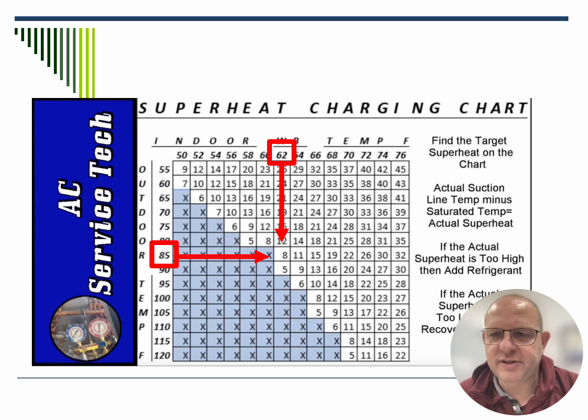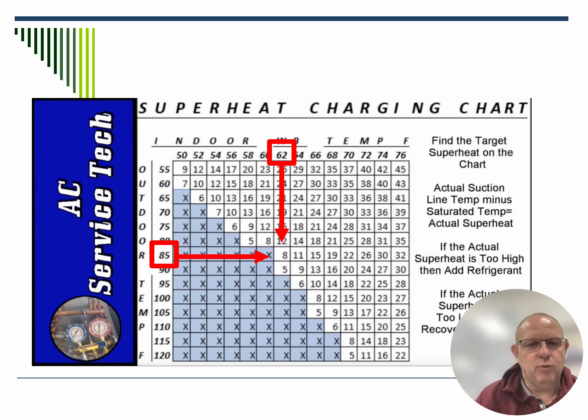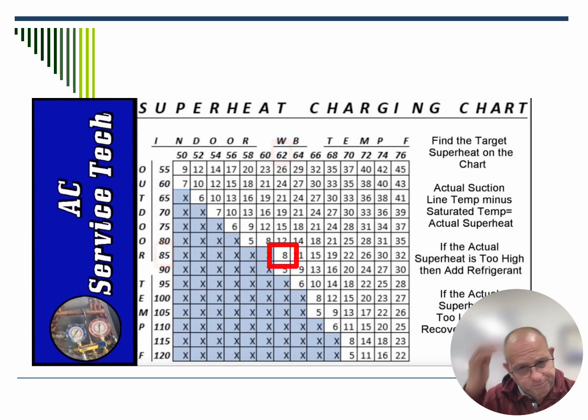So if the actual superheat number is lower than what you're seeing on the chart, then what we're going to have to do is take refrigerant out. We need less refrigerant inside of that evaporator for that particular system to be running fine.